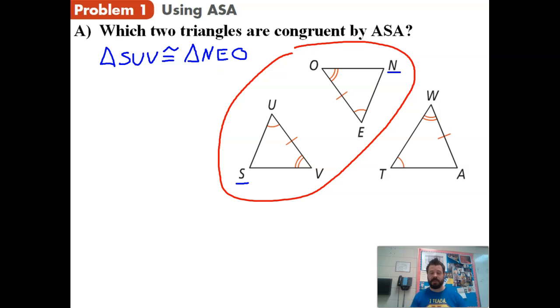All right, problem part B is the same idea. I want you to take a minute, pause the video, work through that one, and then hit play to check your answer.